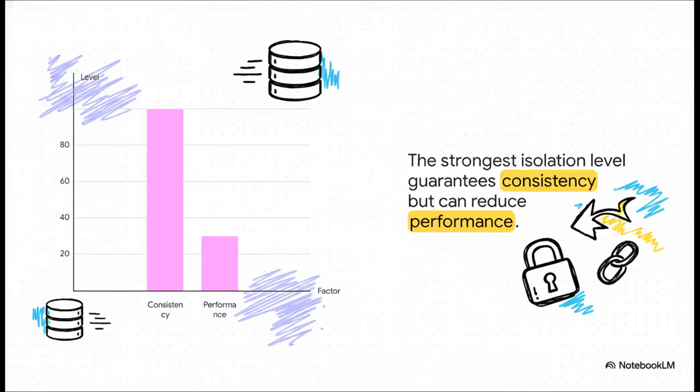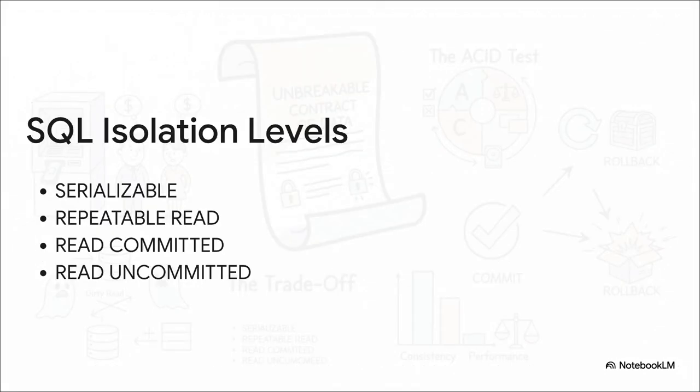You see, the strongest, most perfect form of isolation, the one that gives you total safety, can really slow things down. It basically forces transactions to get into a single file line and wait their turn, and that can create huge bottlenecks. So, what do databases do? They offer a compromise. They give us developers different isolation levels to choose from. Think of it like a sliding scale between perfect safety and maximum speed.